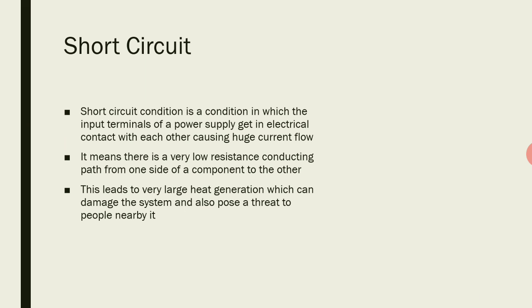So first of all, what is a short circuit? Short circuit condition is a condition in which the input terminals of a power supply get in electrical contact with each other, causing huge current flow. In other words, a short circuit is an abnormal connection between two nodes of an electric circuit intended to be at different voltages. A short circuit is an electrical circuit that allows a current to travel along an unintended path with no or very low electrical impedance. This leads to very large heat generation which can damage the system and also pose a threat to people nearby.